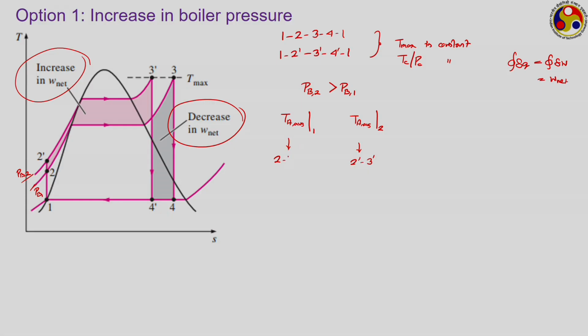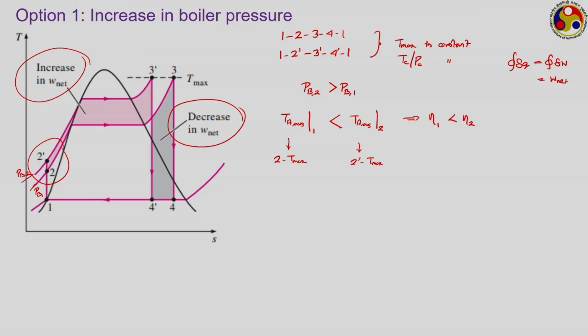So, we can say that this varies from 2 to T max, and this one varies from 2 prime again to T max. So, the maximum temperature is the same. What about the minimum temperature? T2 prime definitely is higher than T2. Therefore, the average temperature of heat addition corresponding to the second cycle definitely is greater than the same corresponding to the first cycle, and so we can say that the efficiency corresponding to the second cycle, or at least the work output that we are going to get from the second cycle, definitely will be higher. Efficiency for cycle 1 also will be lesser compared to the efficiency for cycle 2.